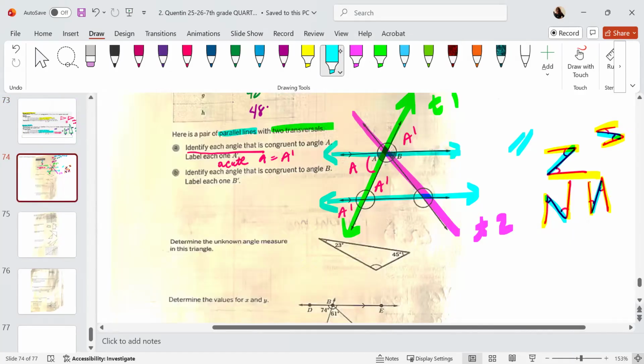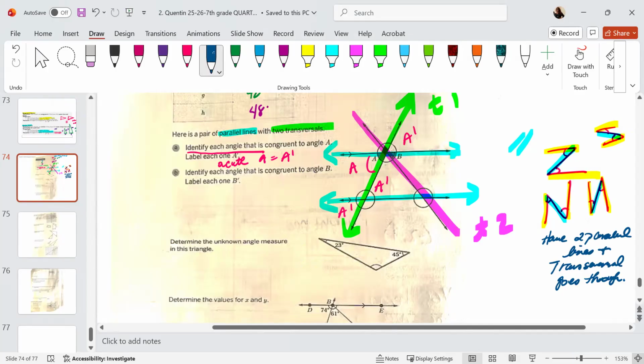So you need to have two parallel lines and a transversal that goes through the parallel lines. So there's only three, correct? Three A primes. What about that one?